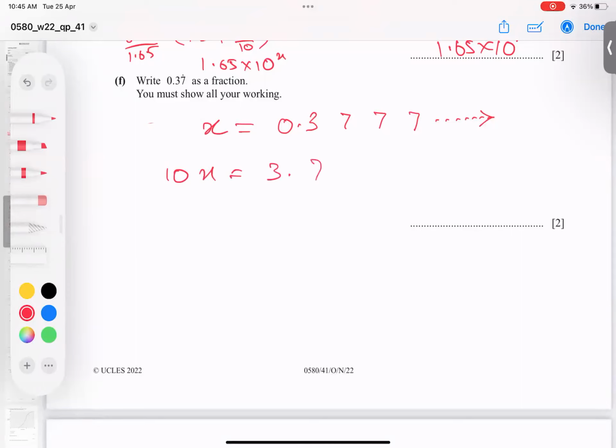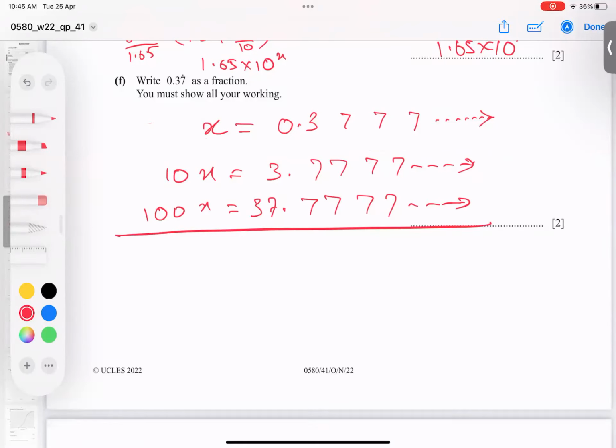So 3.7777, continuing forever. If I multiply with 100, again this equation, what happened? Two jumps, 1, 2. So this 37 will come before the decimal. So 37 and 0.777. And you know all these values are the same, correct. If I subtract them, what happened? All these values will cancel. Only this is left. From 37, 3 subtract, I got 34. And here I got 90x. And then 34 over 90.